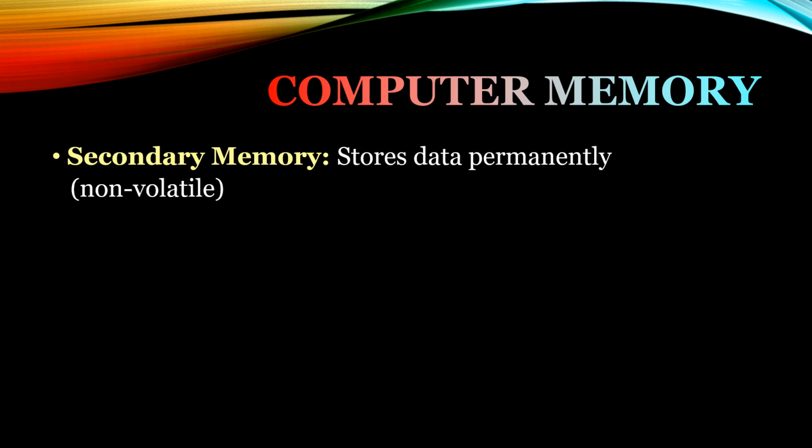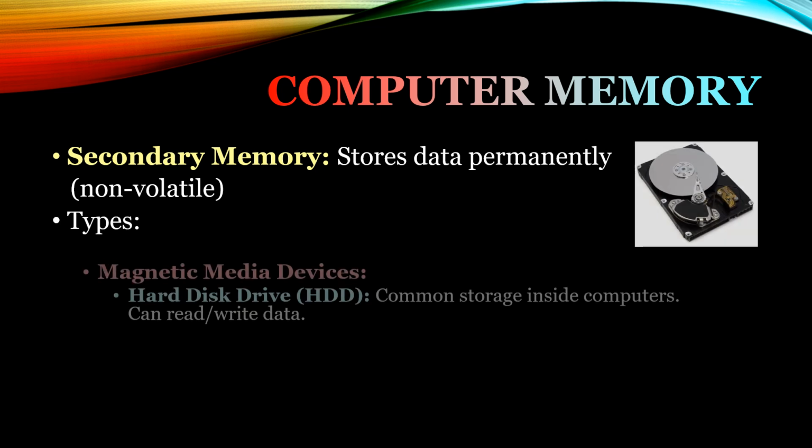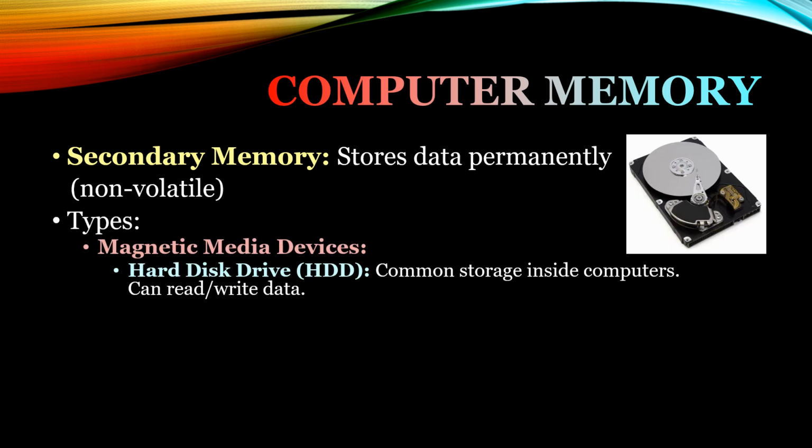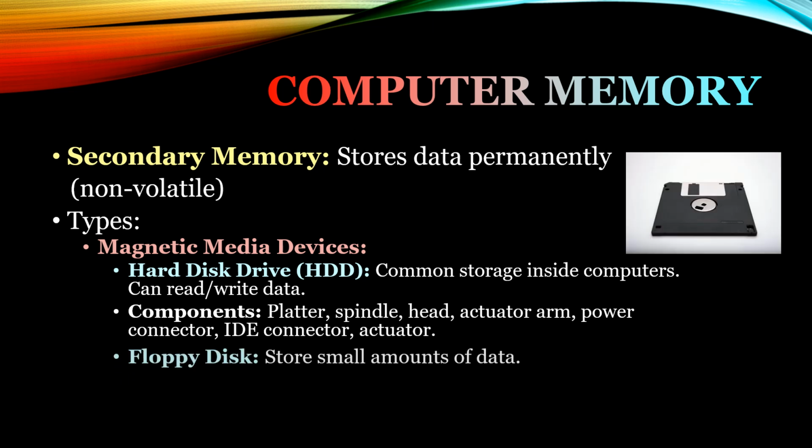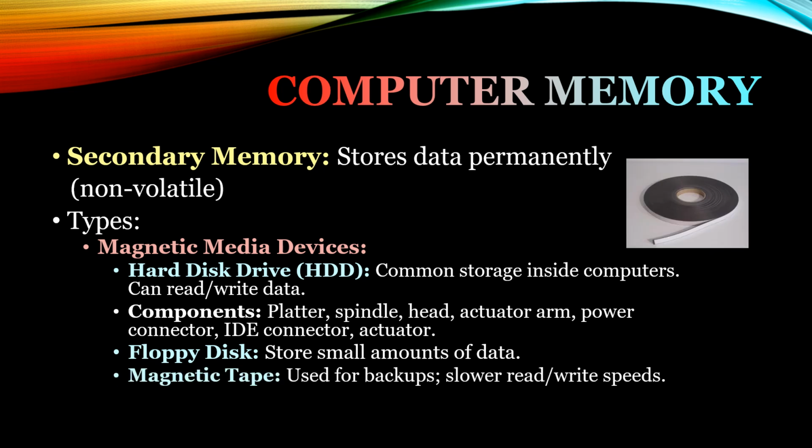Secondary memory stores data permanently even when the computer is turned off. There are several types. The first one is magnetic media devices. As examples, the hard disk drive is a common storage inside computers. Floppy disks store small amounts of data, and magnetic tapes are used for backups, with slower read-write speeds.